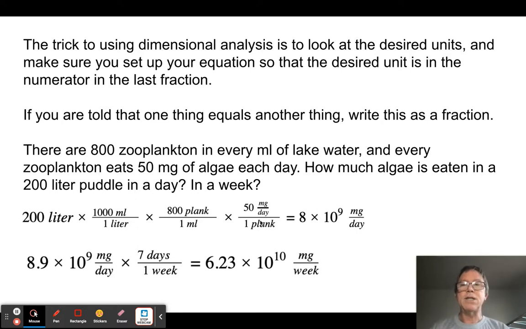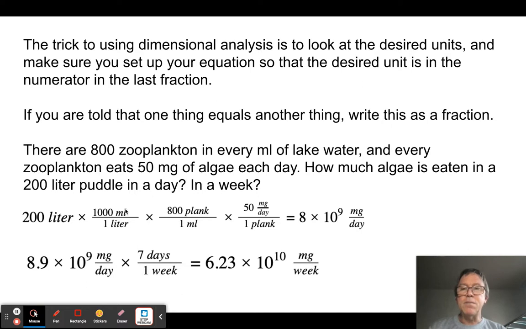Okay, so I start off with a unit. I start off in this case with how much water I have. I have 200 liters of water, and I want to convert that into the amount of algae that's getting eaten. So I'm going to take 200 liters. I'm going to put liter in the denominator. Then what can I turn it into? Milliliters. Why? Because I have milliliters here. So, and you have to know that 1,000 milliliters equals a liter. You have to know that 1,000 millimeters equals a meter. You need to know that 100 centimeters equals a meter. You need to know those basic conversions that I talked about the other day.